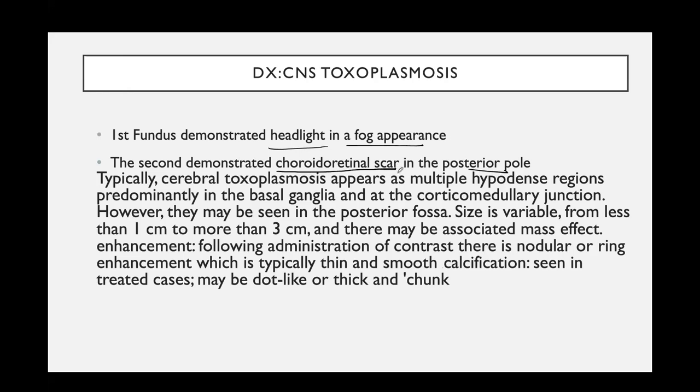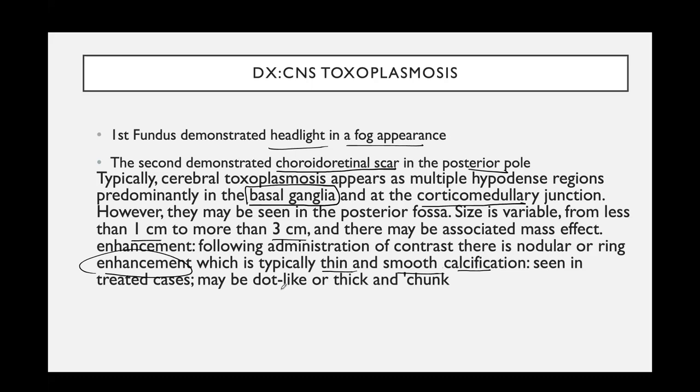Typically, CNS toxoplasmosis appears as multiple hypodense regions, predominantly in the basal ganglia, and also at the corticomedullary junction. However, it can also be seen in the posterior fossa. It can vary from 1 centimeter to 3 centimeters and may be associated with enhancement following administration of contrast, that is, nodular or ring enhancement. The typical appearance is a thin, smooth calcification, typically in treated cases.